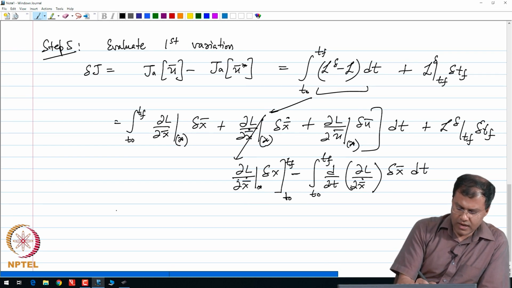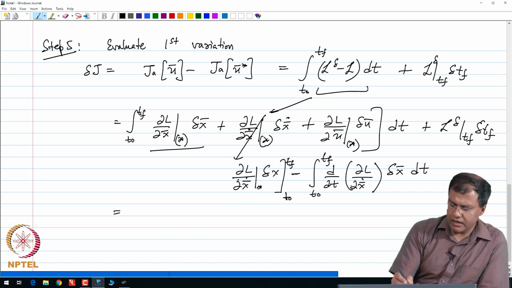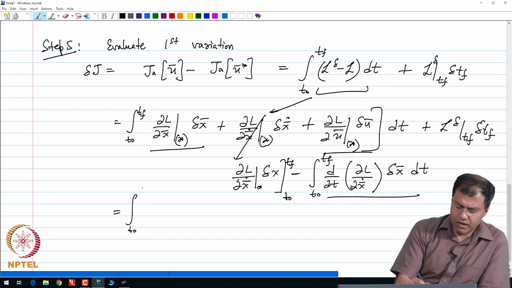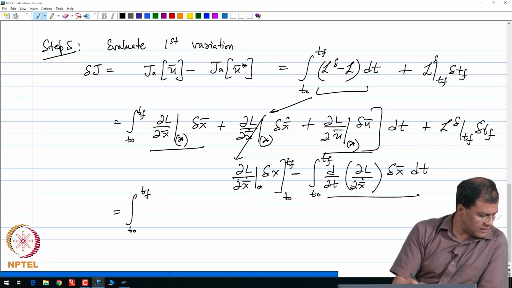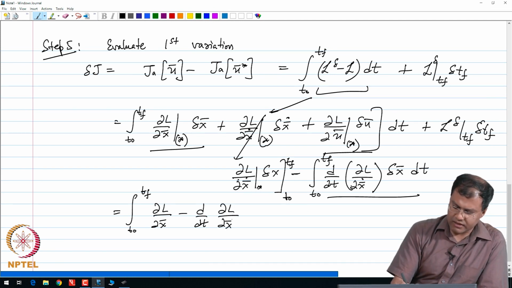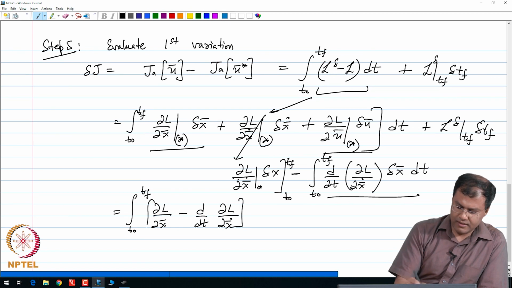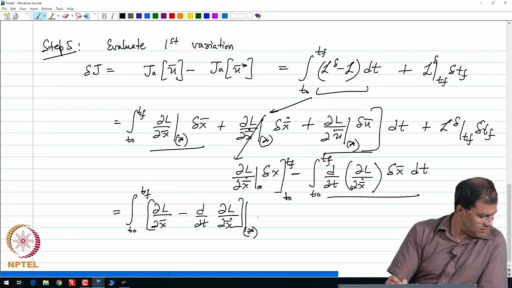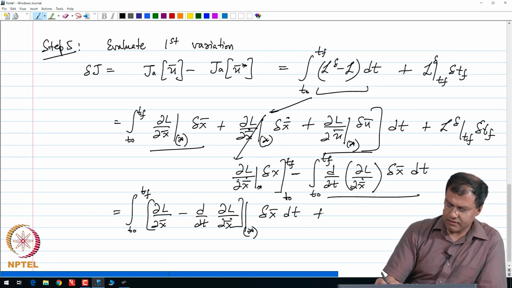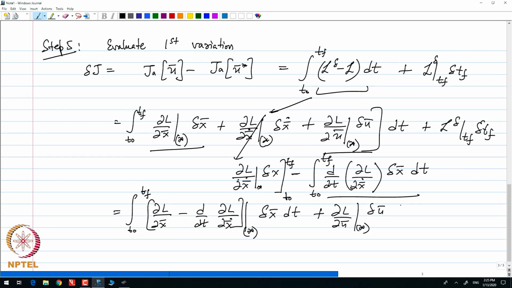So, we are going to now write down the integral terms which are the underlying terms, this one and this one, and I see that this is also T0 to Tf of partial L partial x minus d/dt of partial L partial x dot at star condition, then we have delta x dt, and then plus partial L partial u at star condition delta u dt, right.